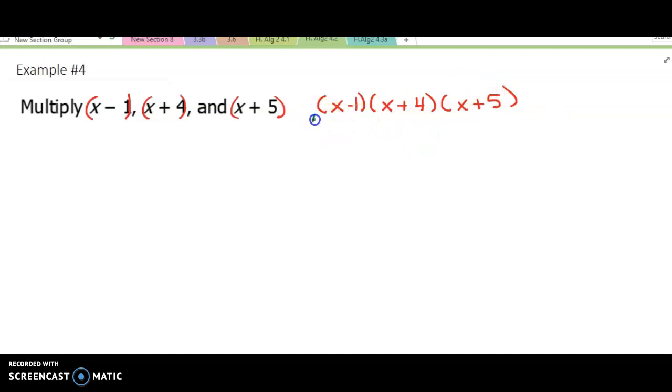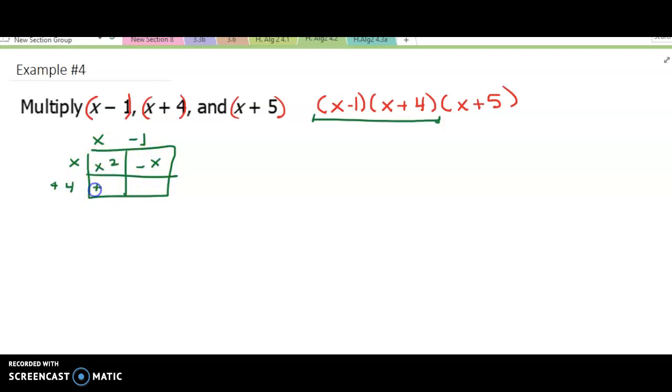So what I mean is, like I said, you can take any 2 out of the 3, and I multiply them, so we would have x minus 1 and x plus 4. Okay, so if I go ahead and box it out, x squared minus x plus 4x minus 4. And if I add all these up, I get x squared, a minus x plus a 4x would be a plus 3x, and then a minus 4. Okay, so basically this right here is the product of these two up here.